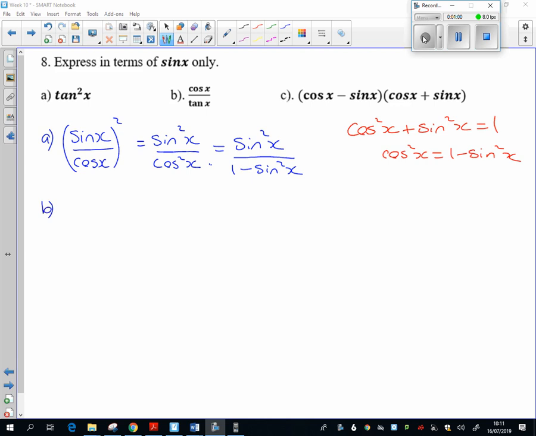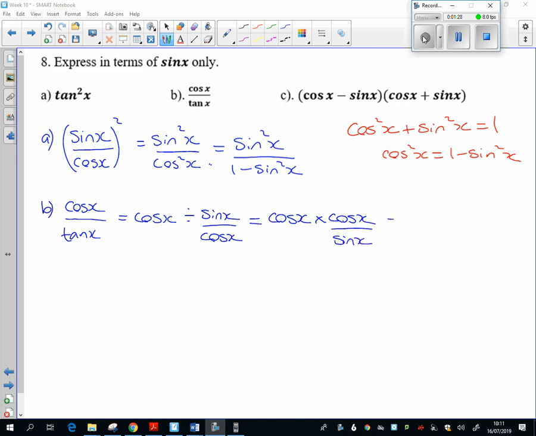Okay, so B, so cos x over tan x. So I think what I'll do here is, rather than write it as a three-tiered fraction, which you can do, I'm actually going to rewrite that as a division. And then when you're dividing by a fraction, you flip and multiply. So that becomes cos squared x over sine x.